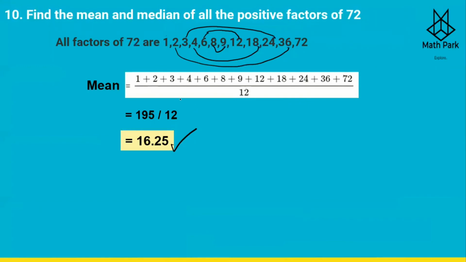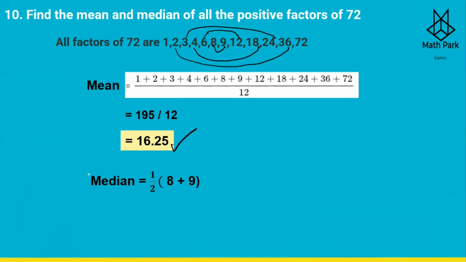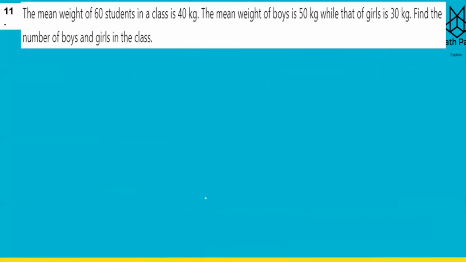To find the median, now the data is already arranged in the ascending order, right? Since the number of observations here is 12, 12 upon 2 is 6. So it is the 6th and, 2, 3, 4, 5, 6th and 7th observation. So median is going to be the average of the 6th and 7th observation. That is 8 plus 9 divided by 2, which is 17 divided by 2, which we get as 8.5. Got it?